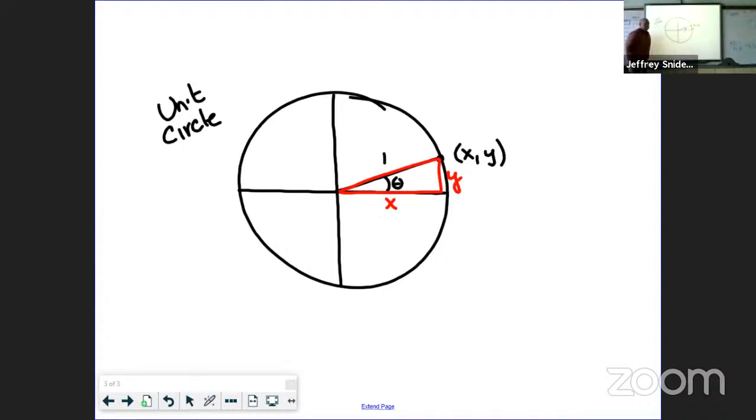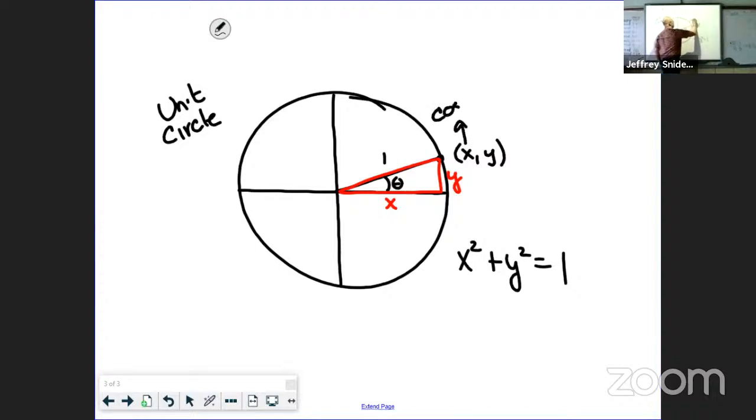All right, so who can give me an equation that I can write on the board that's true using the Pythagorean theorem? This is a tough one, guys. X squared plus Y squared equals 1 squared, which is just 1, right? You guys agree with that? Now if that's true, and I know that X is the same as the cosine of theta, and Y is the same as the sine of theta, guess what I can write?